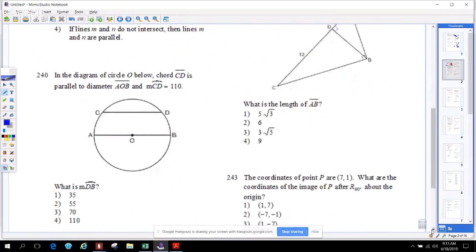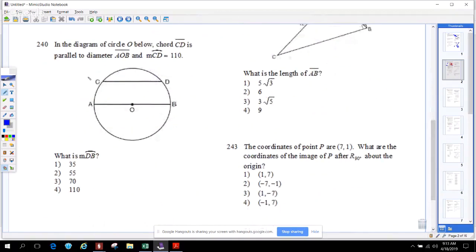40. In the diagram below, chord CD is parallel. This is huge. Anytime you see parallel, we know it's equal parts. Okay. So it says the diameter is AB. It tells us that this arc right here is 110. So if this arc right here is 110 and we have a diameter, how much does it have to equal all the way around?